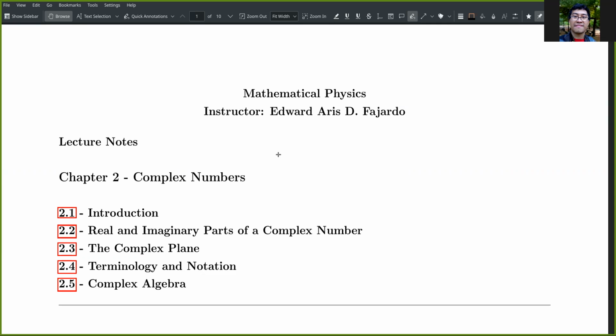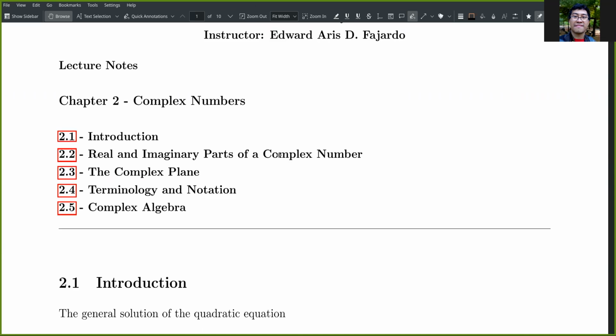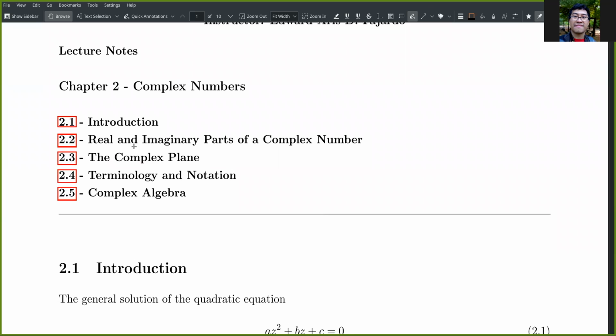Today let us talk about Chapter 2 on complex numbers. We'll first discuss a short introduction, real and imaginary parts of a complex number, the complex plane, terminology and notation, and some complex algebra.